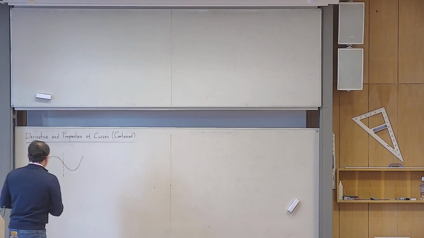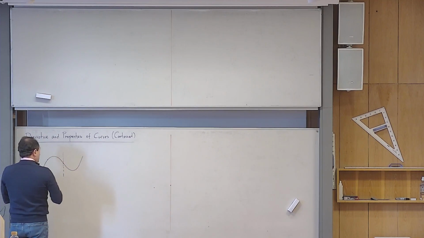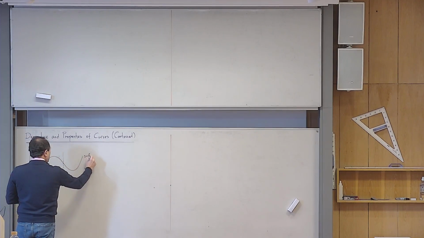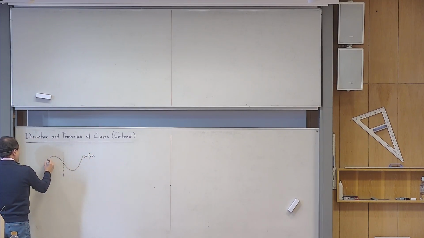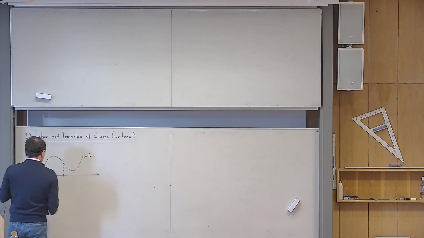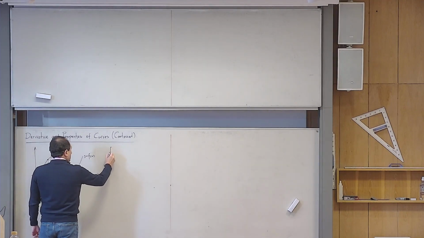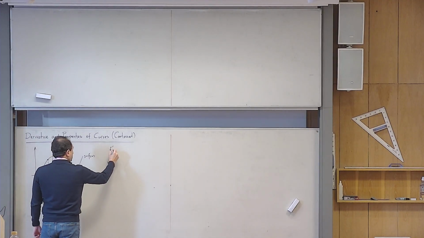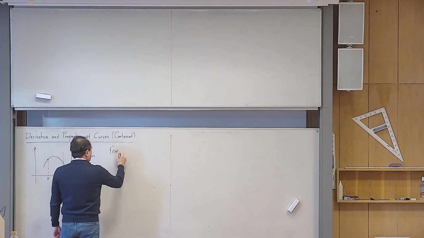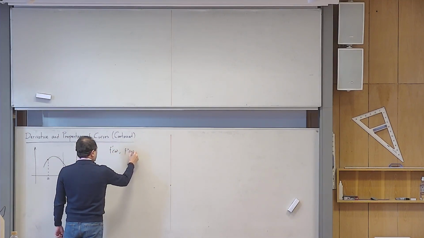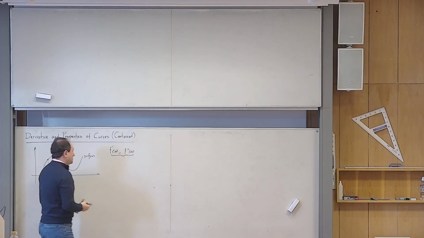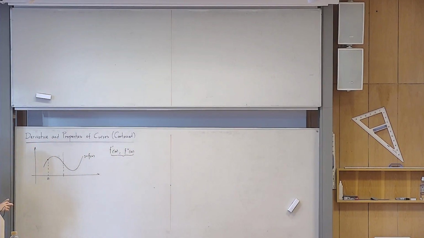So if this is the function y equals f of x, yes, and I give you this point, let me draw the coordinate system, for example. If this point is A, I want to ask you about the sign, positiveness or negativeness, of f prime of A and f double prime of A. So I want you to understand these two numbers from a geometrical point of view.